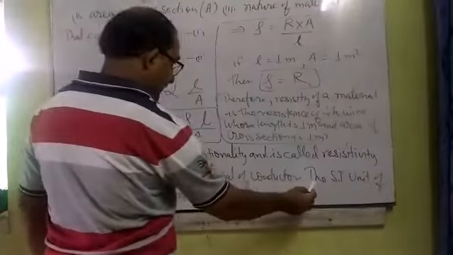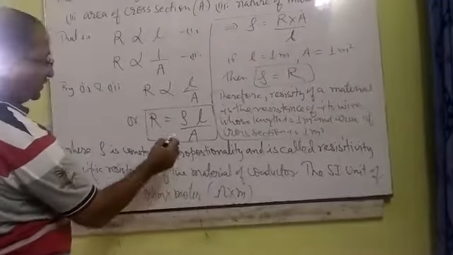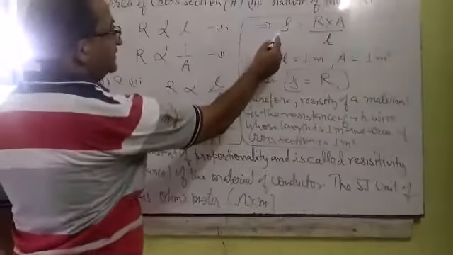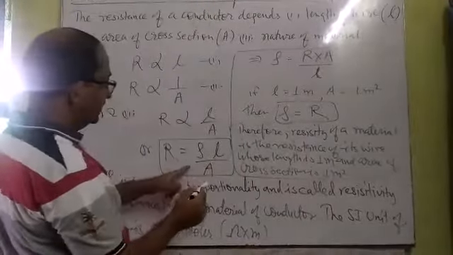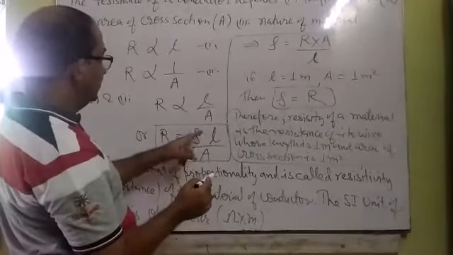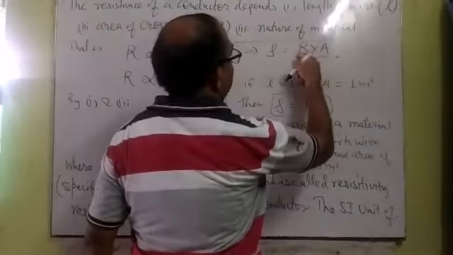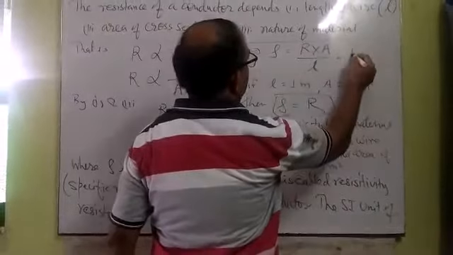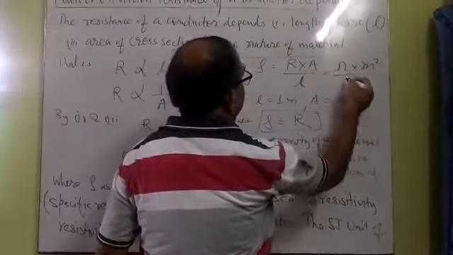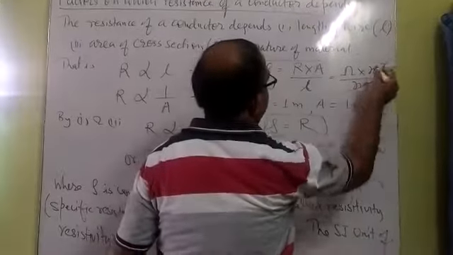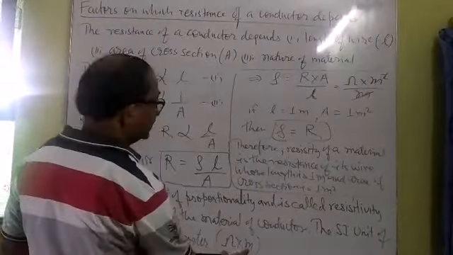So the SI unit of resistivity is ohm meter, because the formula of resistivity is R into A by L. Just by cross multiplication, R into A is equal to rho into L, so rho will be equal to R into A by L. Now we can place the values. The unit of R is ohm, the unit of area of cross section is meter square, and the unit of length is meter. So one power will be cancelled. In this way, the unit of resistivity remains only ohm meter.